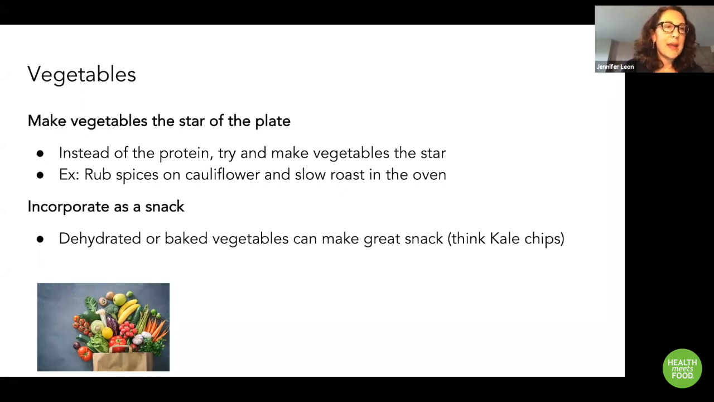Okay, so how do we make vegetables the star of the dish? Obviously, we could think about rubbing spices on cauliflower and slow roasting it in the oven. You could think about what you have in your fridge and not letting it go bad.